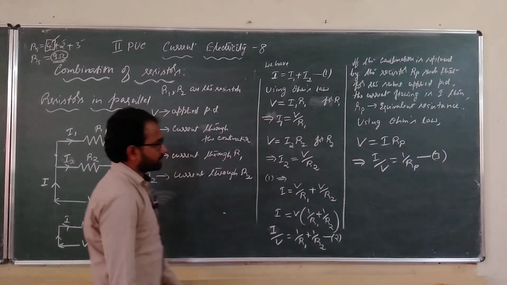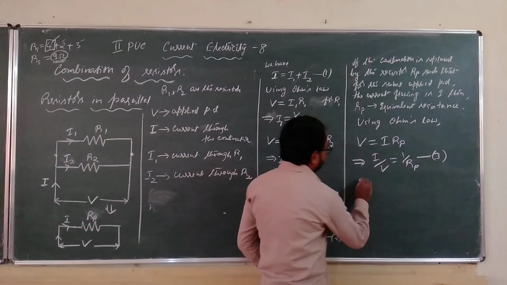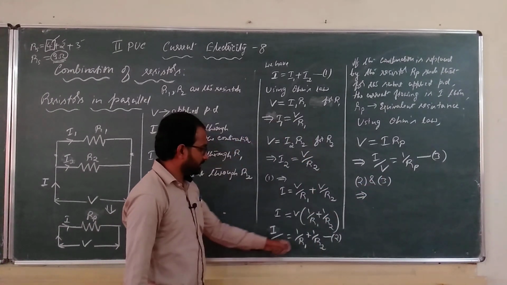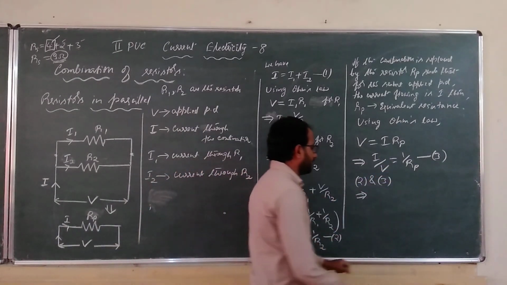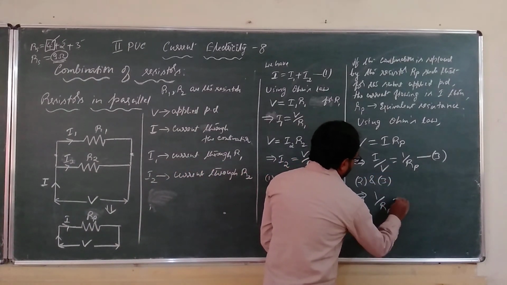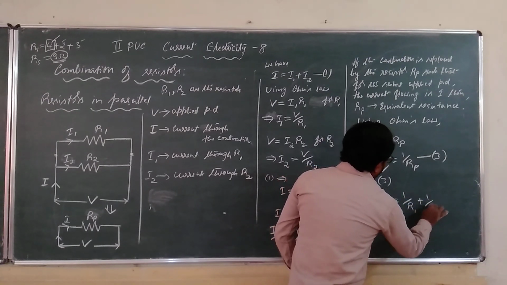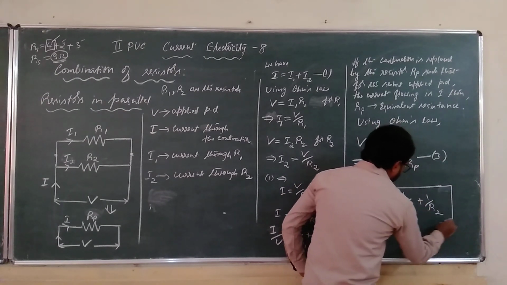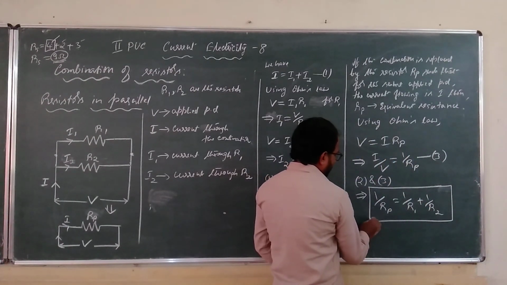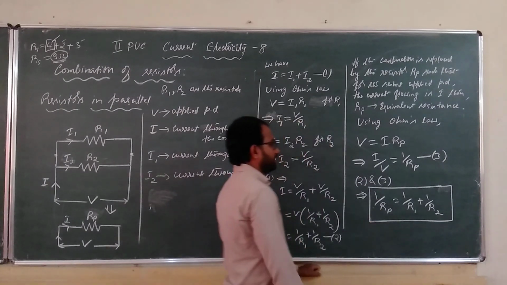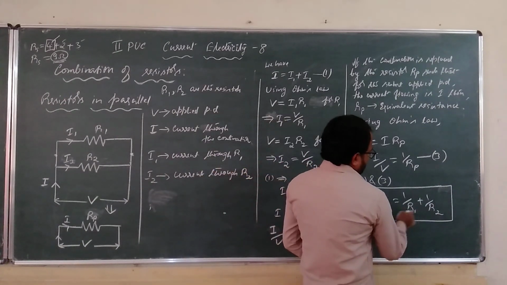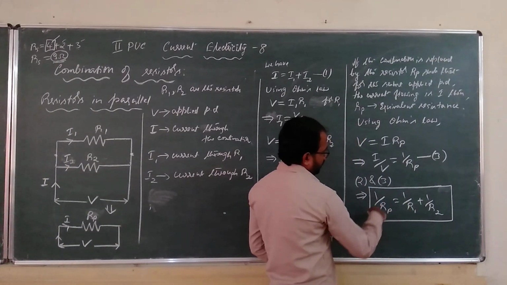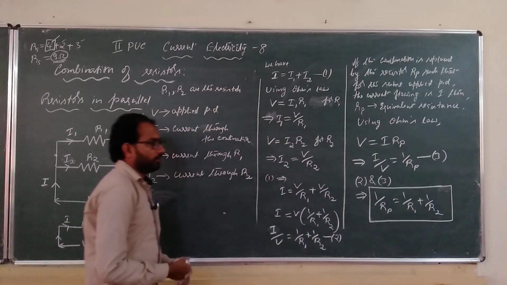Now comparing equation 2 and 3. See, I by V is equal to 1 by R1 plus 1 by R2, and I by V is equal to 1 by Rp. So therefore 1 by Rp is equal to 1 by R1 plus 1 by R2. So effective value of resistance can be calculated using this formula. Effective value of resistance of the combination is related to resistance of individual resistors by the formula 1 by Rp is equal to 1 by R1 plus 1 by R2.